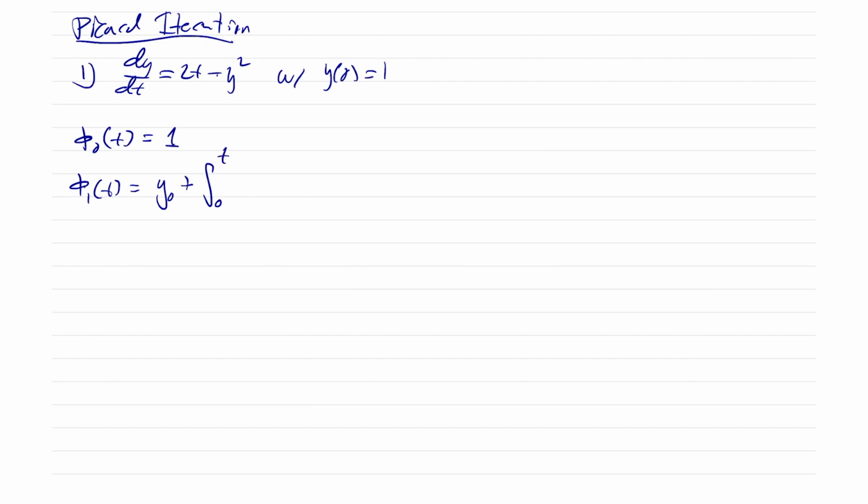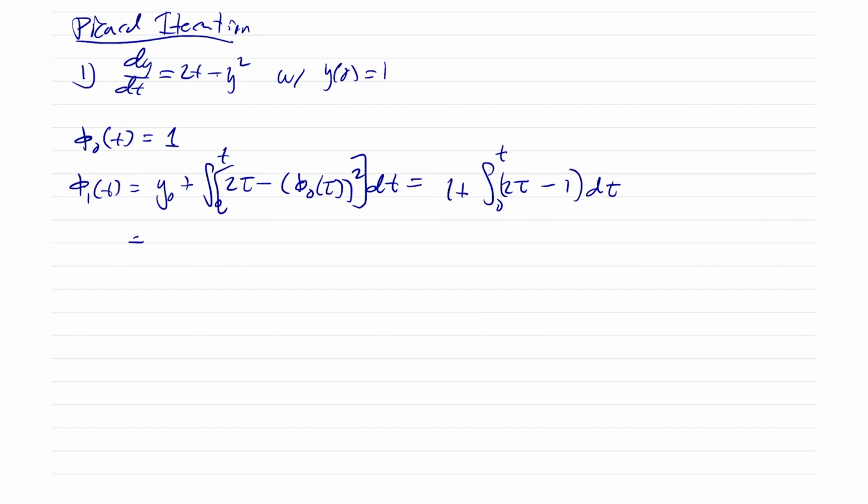to t of 2 tau minus phi naught of tau squared d tau, right? And so this is going to give me 1 plus the integral from 0 to t of 2 tau minus 1 d tau. All right, so if we integrate that, we get 1 plus tau squared minus tau, evaluated at 0 and t, and at 0 this is 0, so we don't have to worry about that, so it becomes 1 plus t squared minus t.